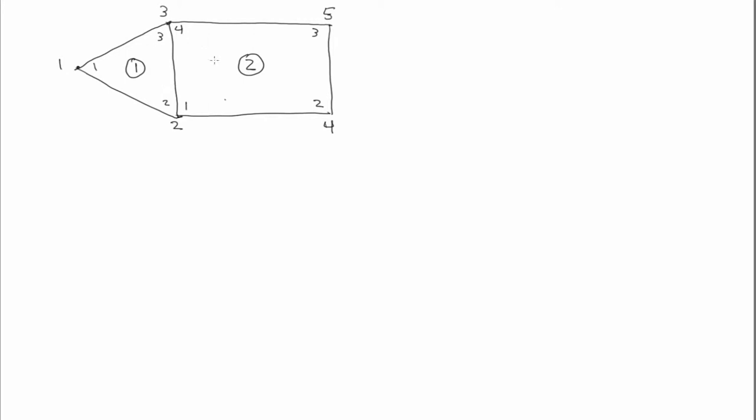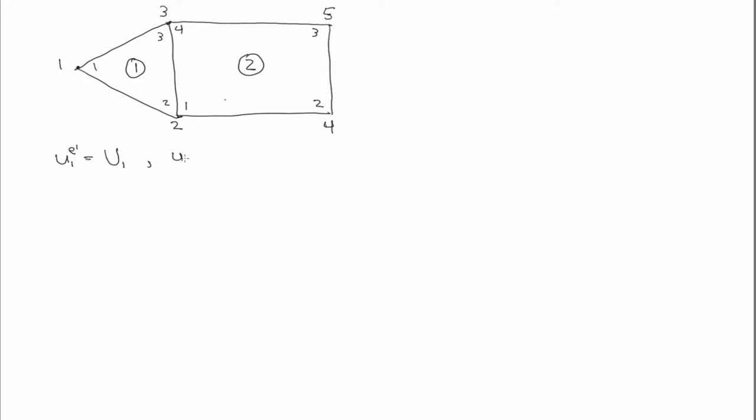And we assemble using continuity in the field variable, right? So if this is a structure, maybe we're solving for displacements, then local node U1 in element 1 is going to have to be equal to the global displacement of node 1. That's pretty obvious. It's out here by itself, right?